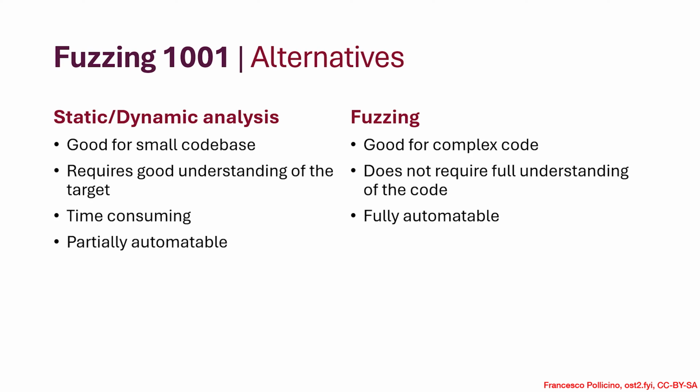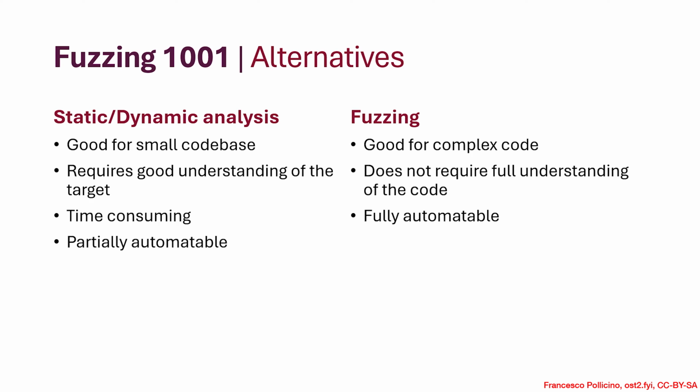Both methods are useful, but each has its own strengths and limitations. Static and dynamic analysis are great for small code bases. Static analysis reviews the code for issues like security flaws, while dynamic analysis monitors the application during execution. However, both require deep knowledge of the system and can be time-consuming, especially for large or complex applications. While some parts can be automated, human input is still needed for setup and interpretation.